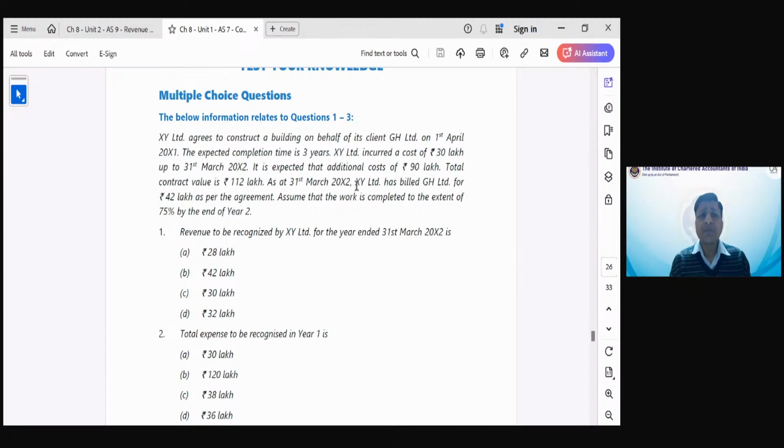Now the point is that in the first year, what is the cost that you have incurred? So in the first year, XY has incurred a cost of 30 lakhs. So if it says what is going to be the total expense to be recognized in year 1? To my understanding, it should be 30 lakhs because it's straightforward. There's nothing else you can make out of the fact pattern. So it should be 30 lakhs, which should be option number A. So that's how you should look at it. Okay, great. All right, clear?